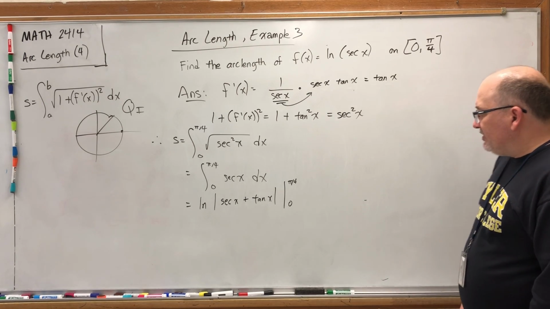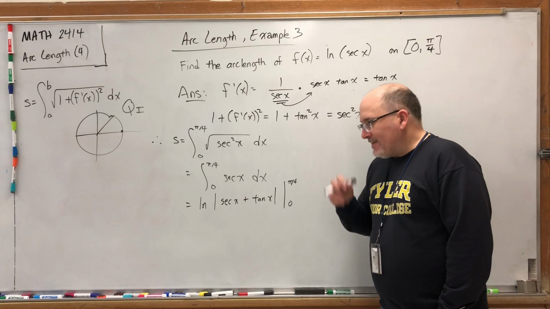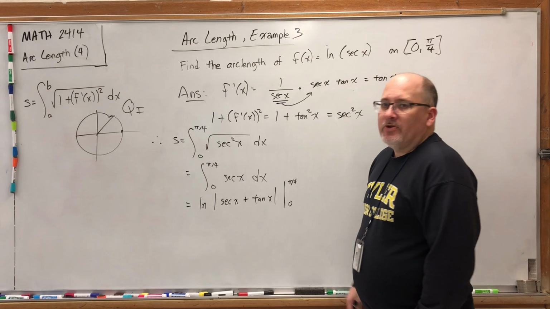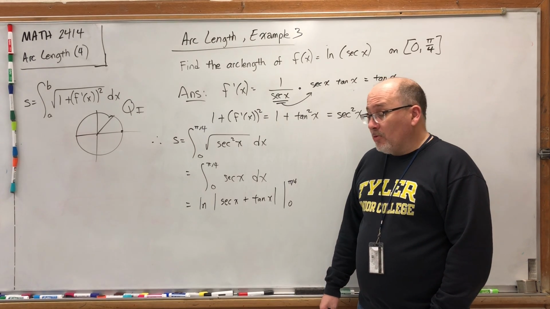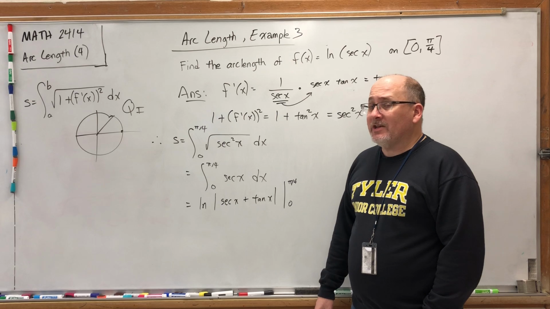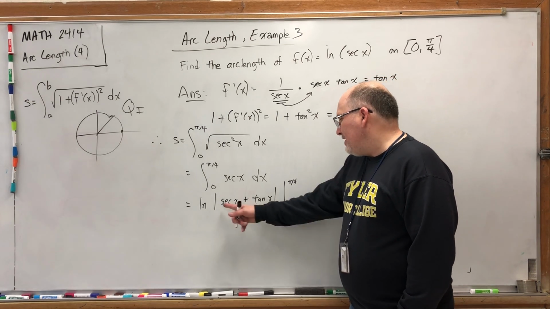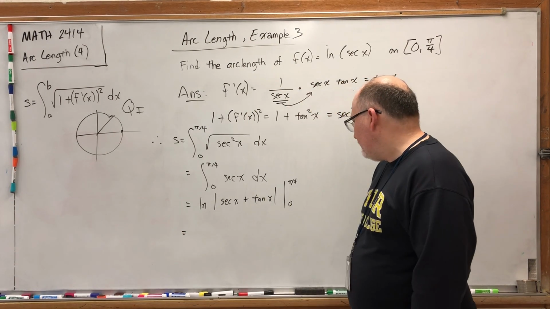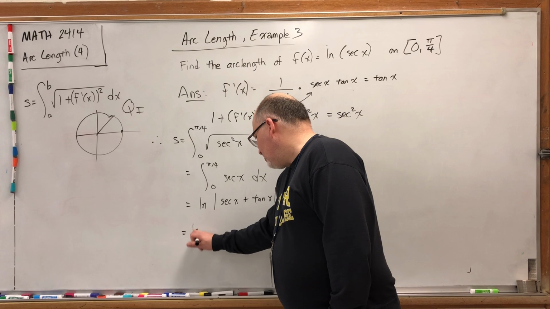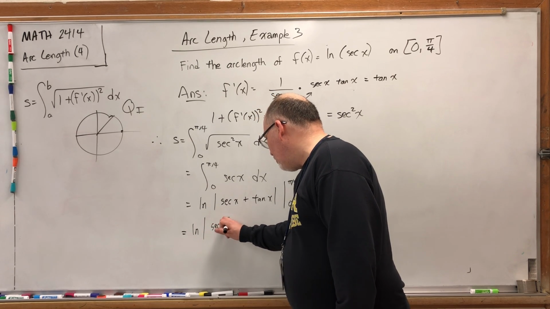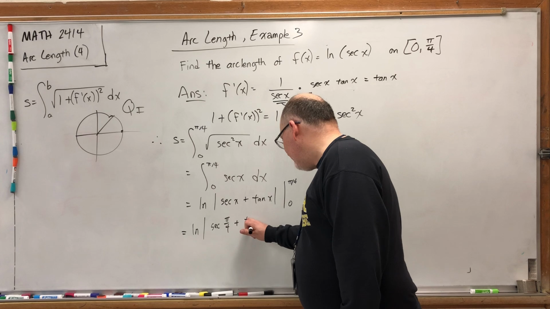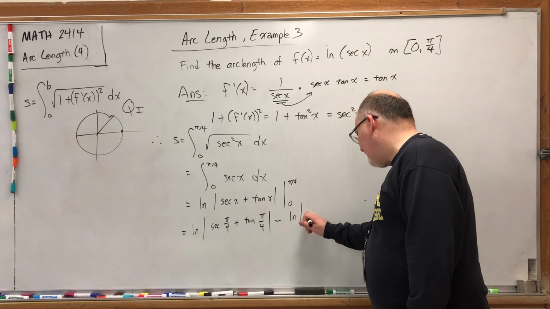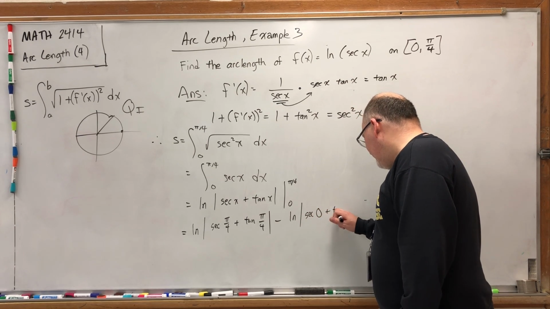Now some of you will be quick to dismiss the 0 as the lower limit, because as I've mentioned in many videos, when the lower limit makes the antiderivative equal to 0, you can ignore it. But only if it's the lower limit and it makes the antiderivative equal to 0. It may not be immediately obvious, so you should really substitute it until you're convinced that it disappears. So let's substitute. Natural log absolute value of secant of pi over 4 plus tangent of pi over 4, minus natural log absolute value of secant of 0 plus tangent of 0.